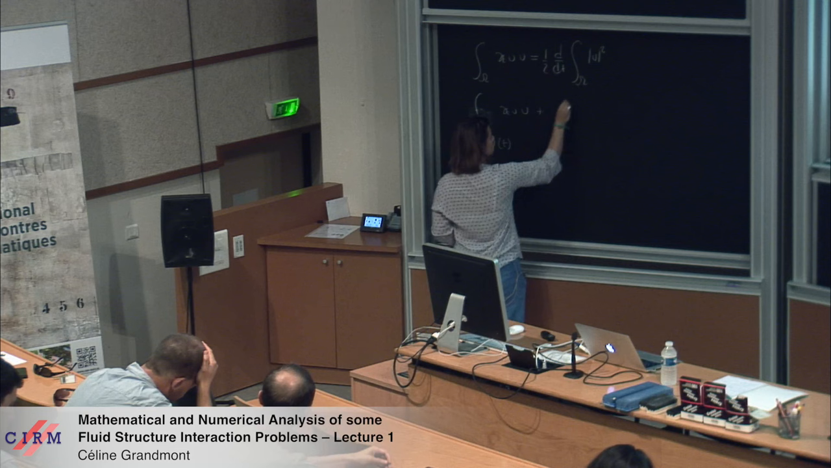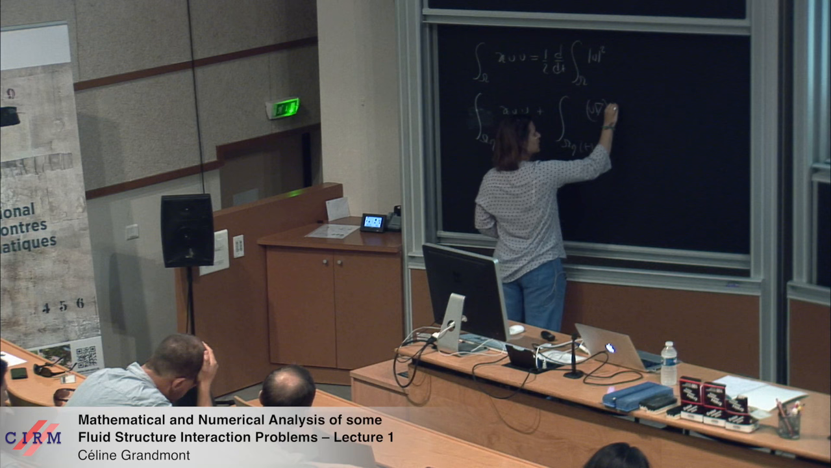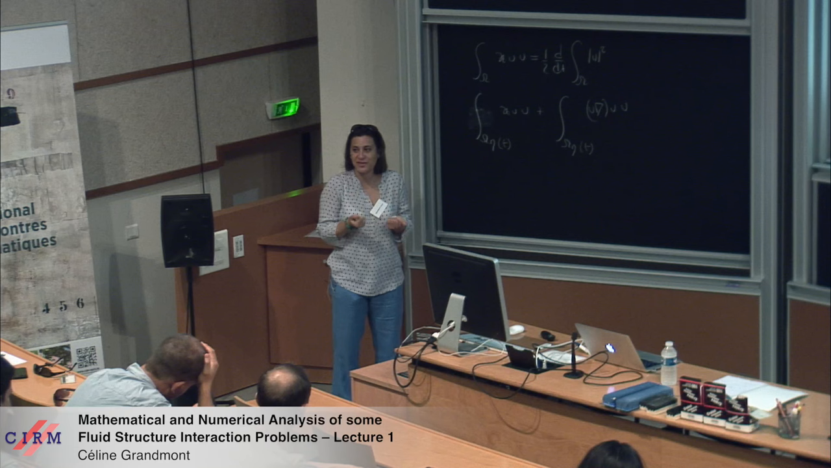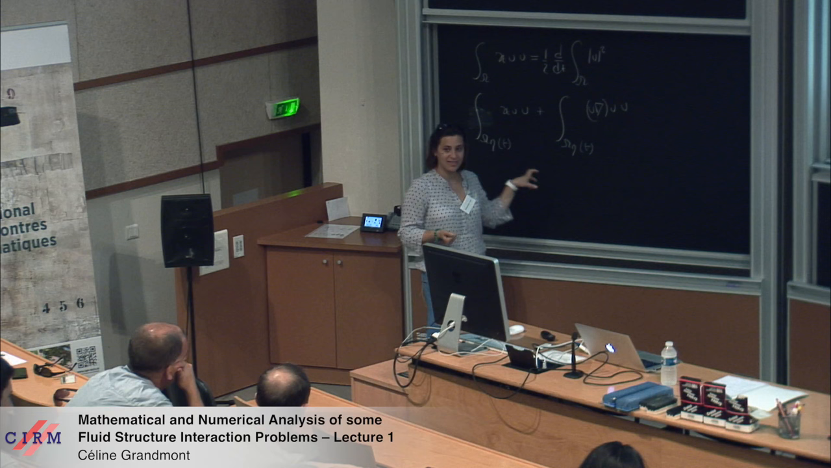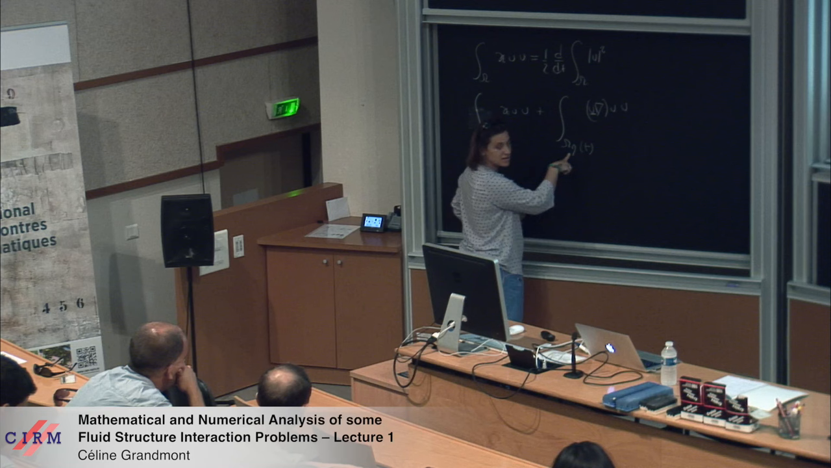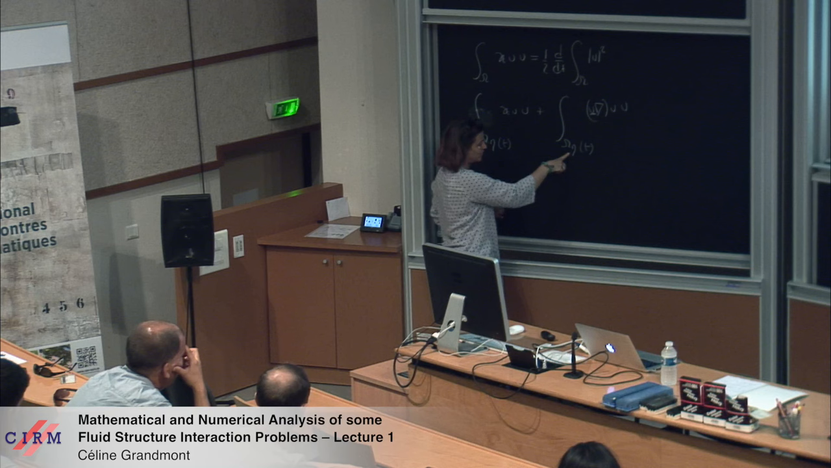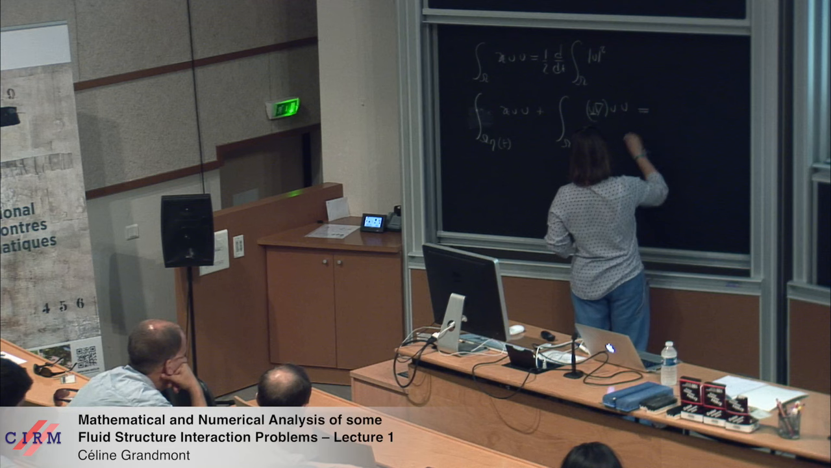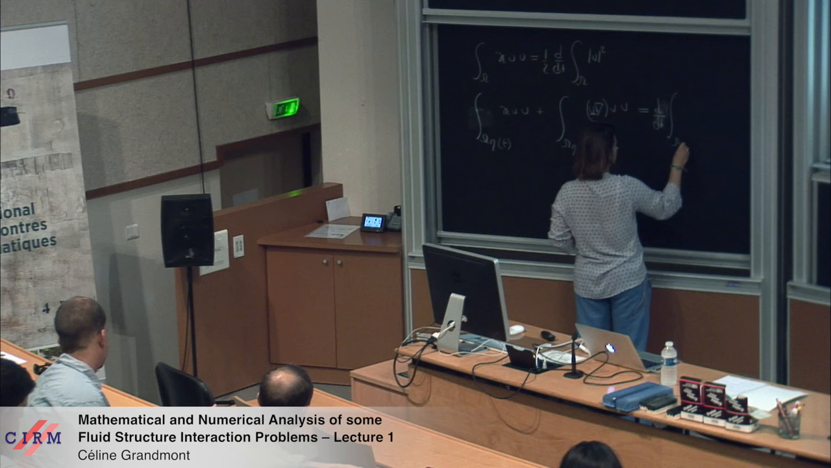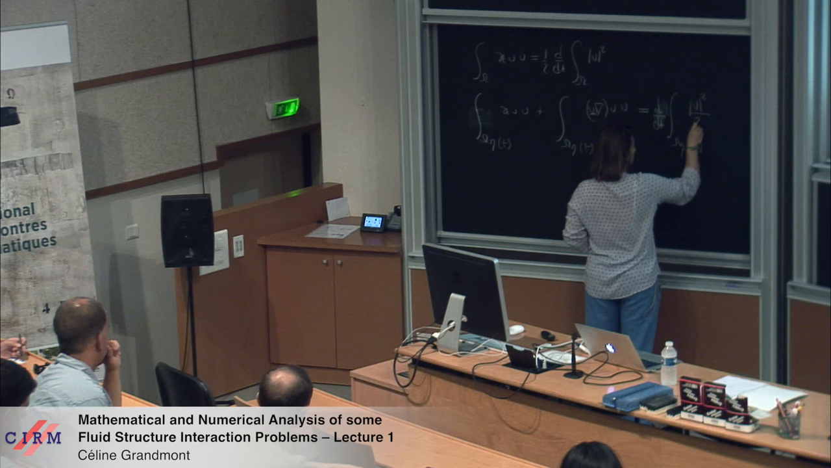But remember that we have the Navier-Stokes equation, and in the Navier-Stokes equation we have this convection term, and this convection term is obtained from the modeling point of view. It comes from the fact that we are following a time-dependent domain. So here, u is the velocity of the domain because of the equality of the velocity at the interface. So this term is exactly equal to the time derivative of the fluid kinetic energy.